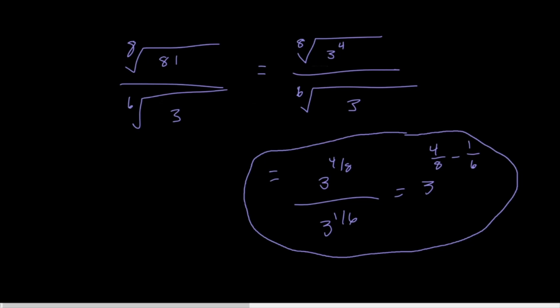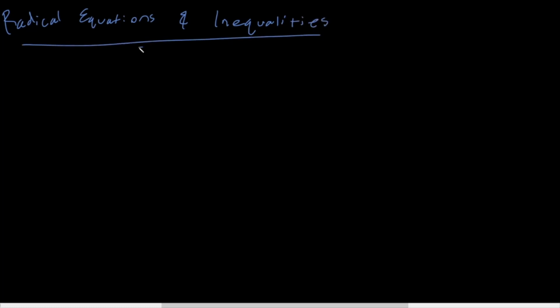Cool. Okay, let's proceed. Okay, so these equations are not really too bad. So we are doing radical equations and inequalities. Cool. Okay, let's look at our first example. I have square root x plus 2 plus 4 equals 7.